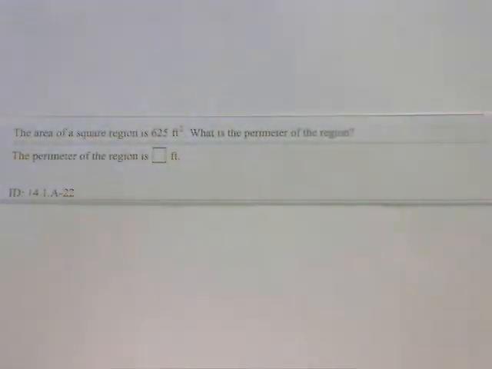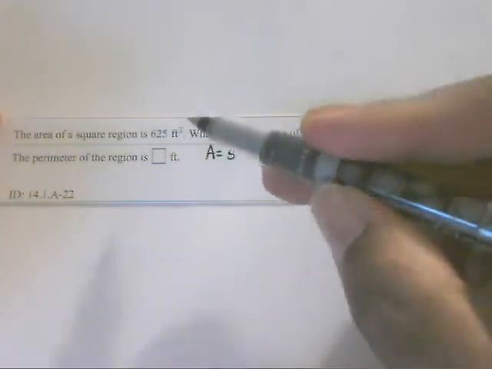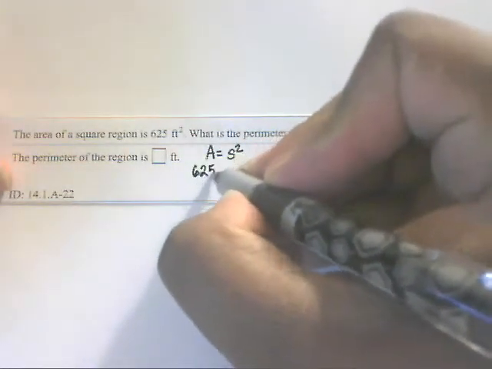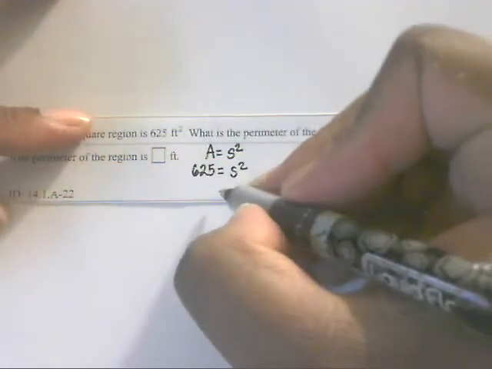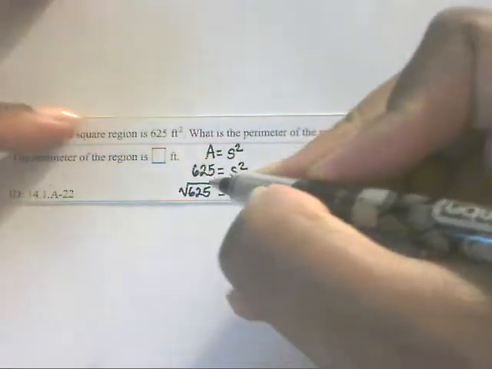All right, the area of a square region is 625 square feet. What is the perimeter of that region? Okay, it's a square region, so that means the formula for finding the area is always going to be the length of the side, and it's going to be squared. So here, that area is 625, so we have 625 equal to s squared, or the square of the side. So to find the length of that side, we're going to take the square root of 625.